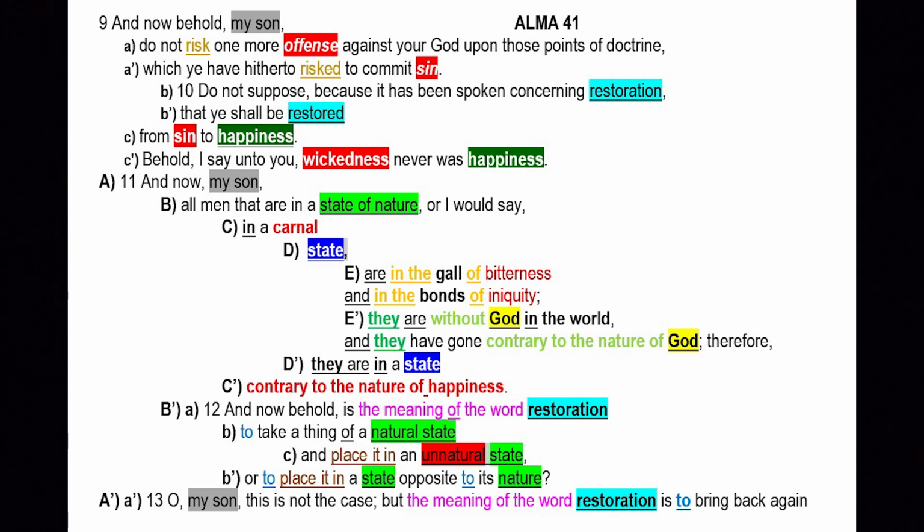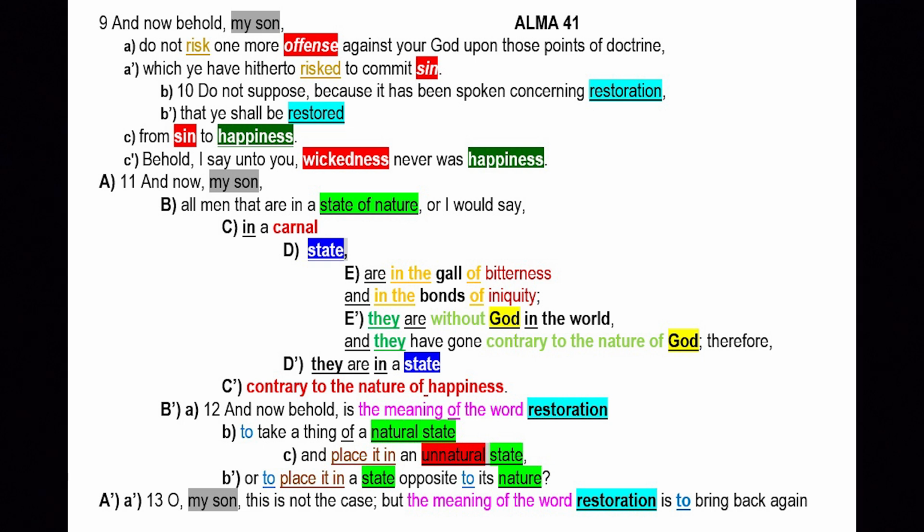I think there's other times that I see these in the scriptures. So a nice little doublet, or a couplet, in the first E section, and then the E prime section. It says, notice I highlighted in green, they, in the other green, without God and contrary to the nature of God. So there's a double repetition of God, double repetition of they, and the idea of being without God or contrary to the nature of God are both stating the same thing. So a nice little double statement right there in the middle.